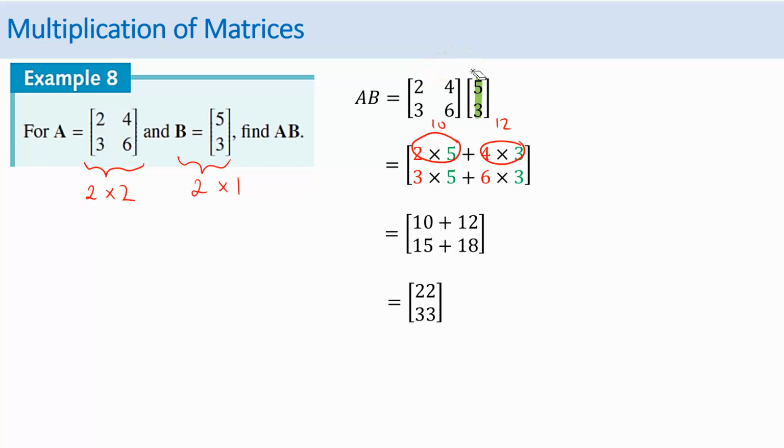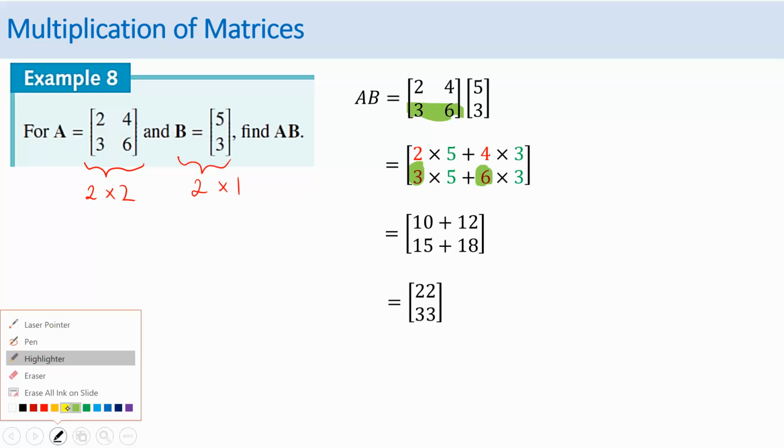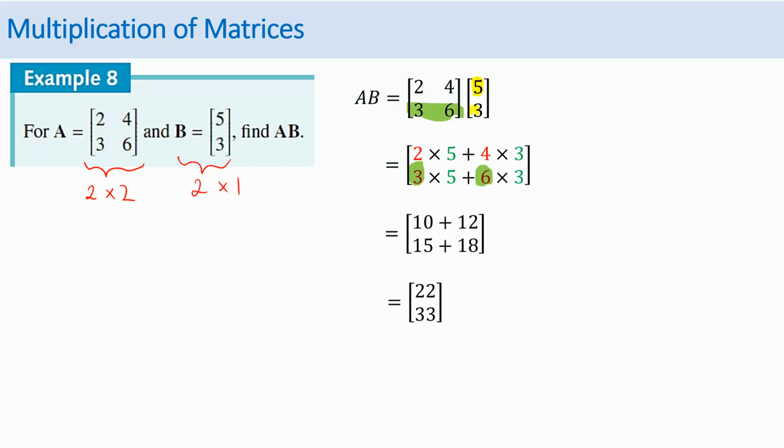So if I rub this off and highlight it for you again. I'm going to highlight again. Row 2. So that's row 2, and I'm multiplying it to column 1. And that's 5 and 3. So that's where my 5 and 3 are coming from.